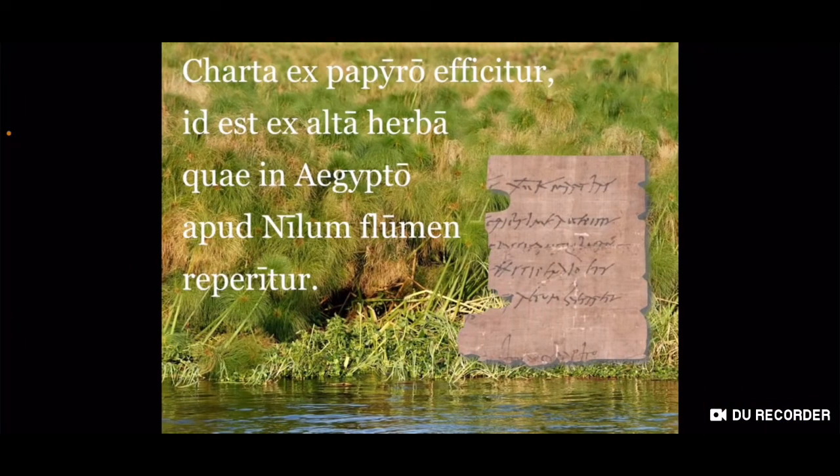Cartax papiro efficitor, ides ex alta herba, quae in Egypto apud nilum flumen reperitor. Paper is made from papyrus, that is from high grass, tall grass, which is found in Egypt by the Nile River.